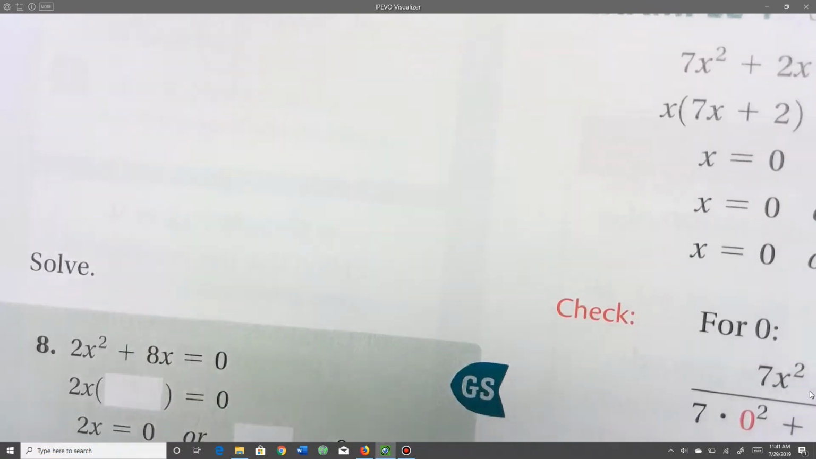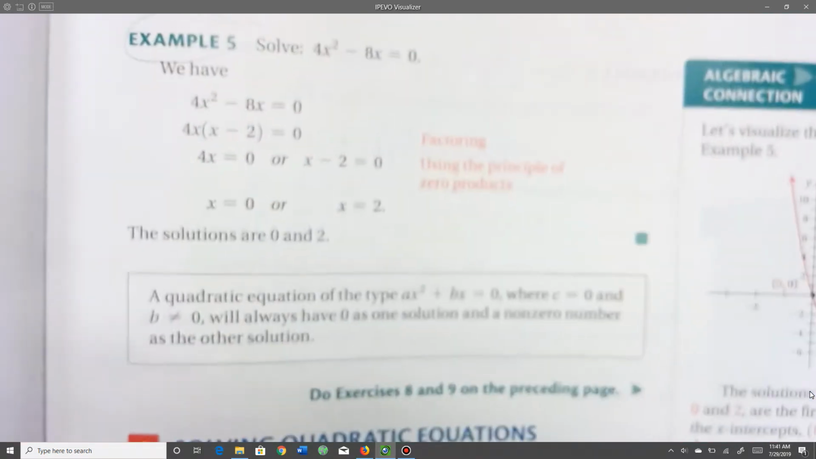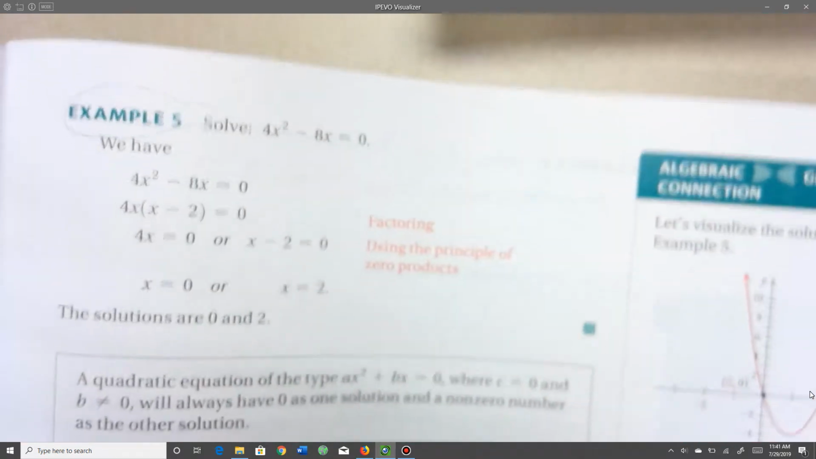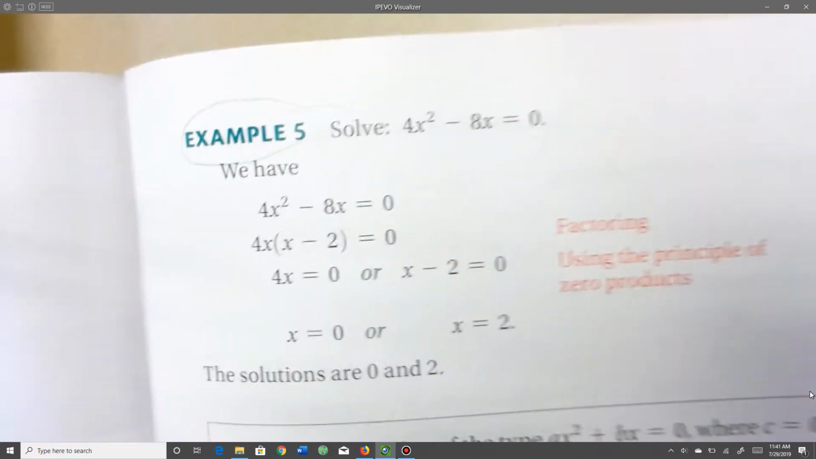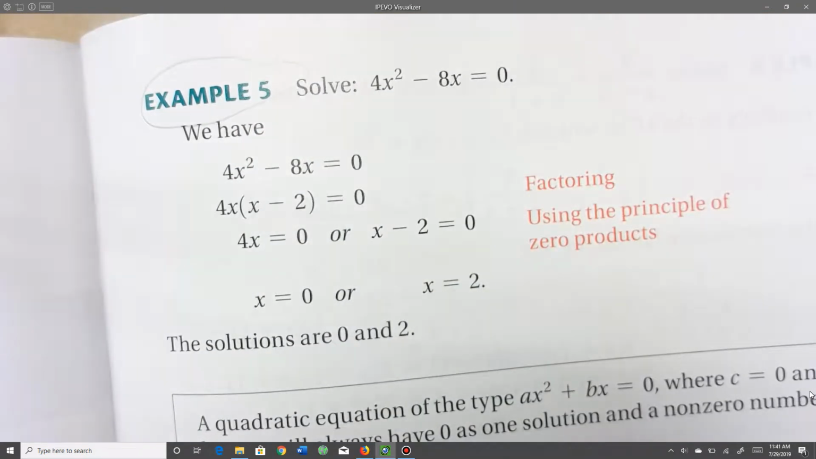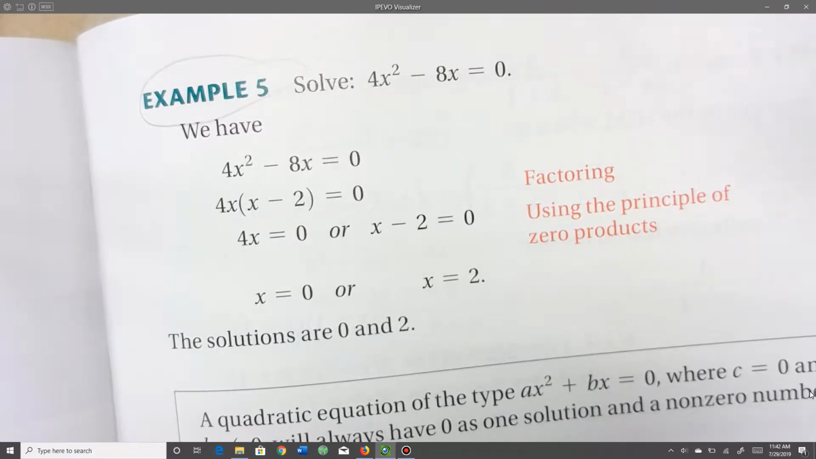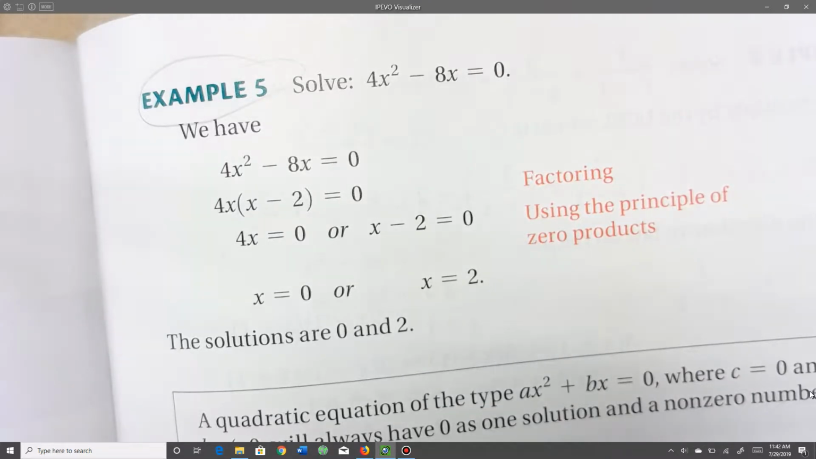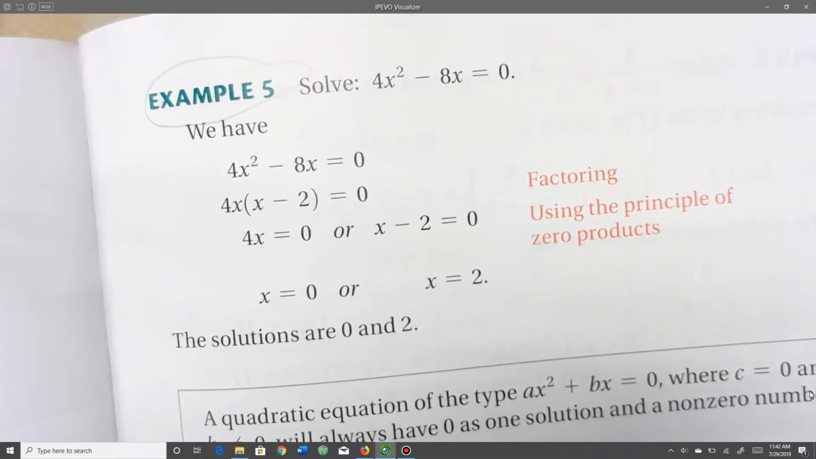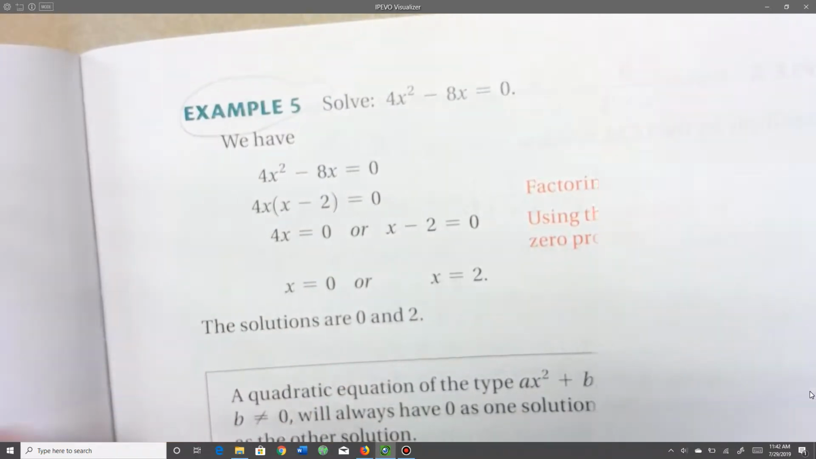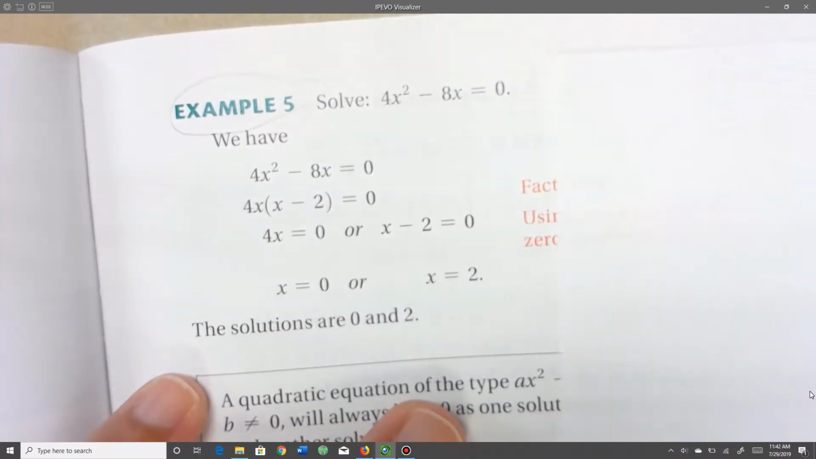It was this one here. Okay. Again, solve for x. So we need to ask ourselves, is the equation in standard form? Yeah, it is.